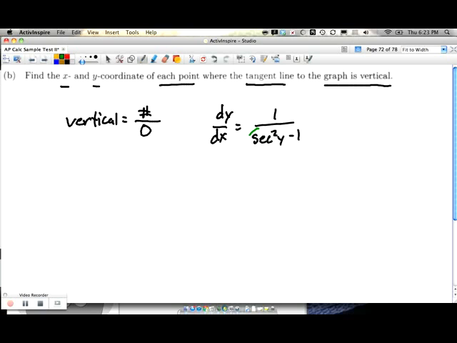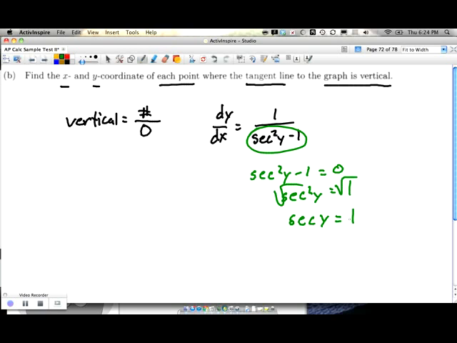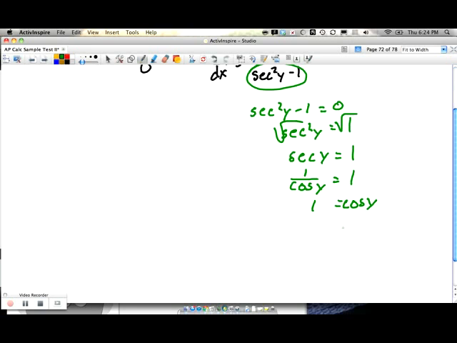When does secant squared y equal 1? We can even square root both sides. That means that secant of y equals 1. Another way of looking at that, that's the same thing as 1 over cosine y equals 1. So when does cosine y equal 1? We've got a lot of algebra going on here. That means that arc cosine of 1 we could do to both sides, but really just use our knowledge of the trig unit circle.